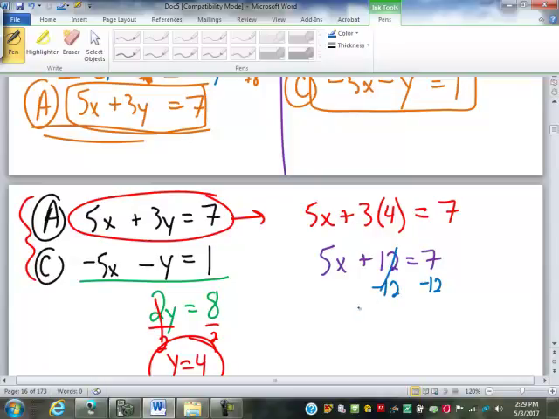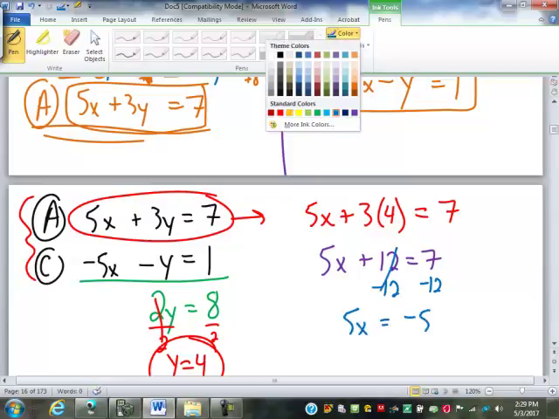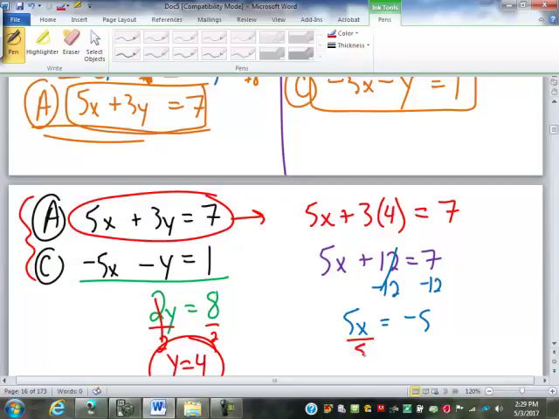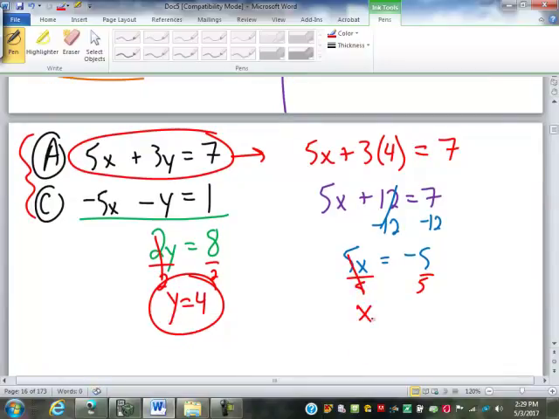Subtract 12. Very good. So 5x equals negative 5. And then? Divide by 5. Good. So x equals negative 1. So we've got x equals negative 1 and y equals 4 so far.